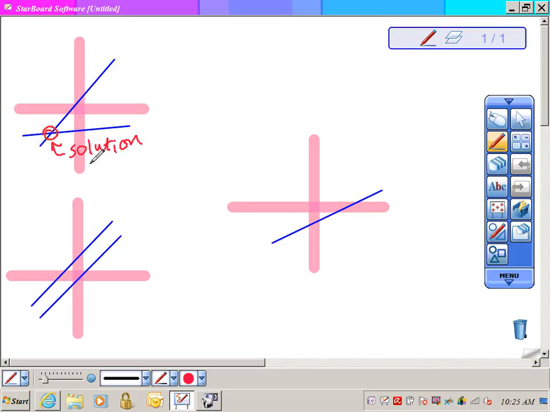How many times did they cross? Once. So this one is going to have 1 solution. It's 1 solution, and that solution will be where they cross. That point is their common point. That's where they are the same.